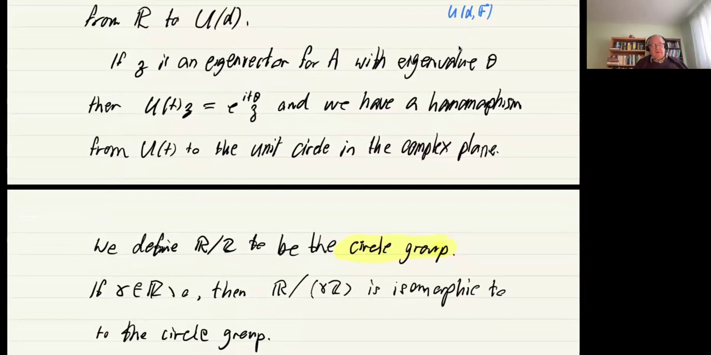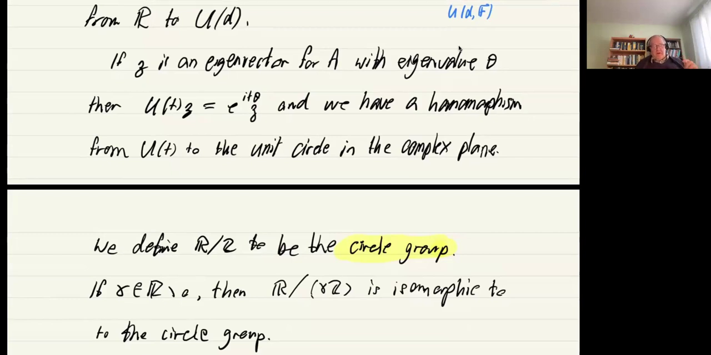The group formed by the unit circle in the complex plane is, with no originality, called the circle group. It's a quotient of the reals. You map the reals to the unit circle. Now, the reals are not a compact set. The unit circle is compact, so you must lose something.